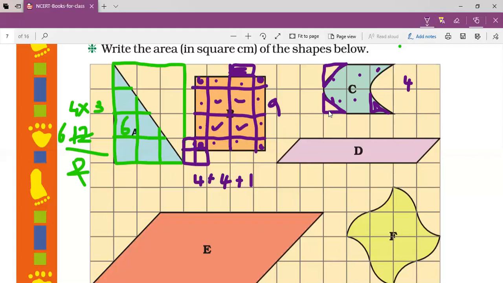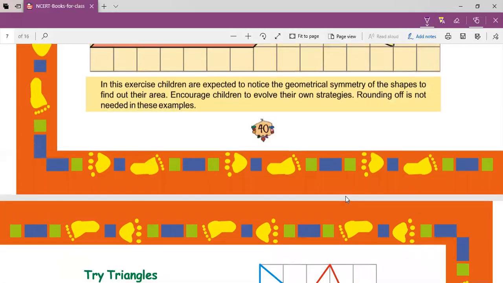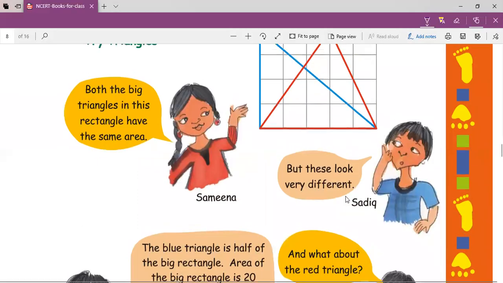Understood how to find the area of the given shapes? Now the remaining D, E, F you have to do on your own. Try to solve them. Try to understand the shapes properly. First draw grid lines and then try to find the area. Let's go to page number 41.